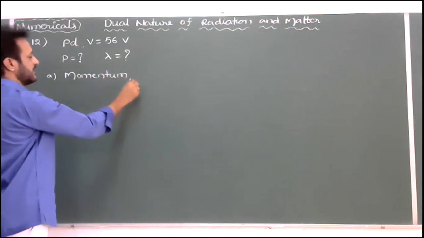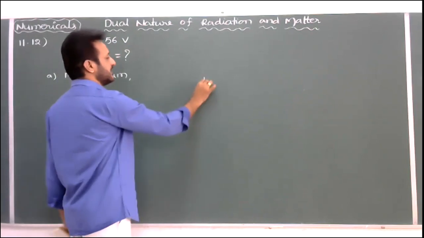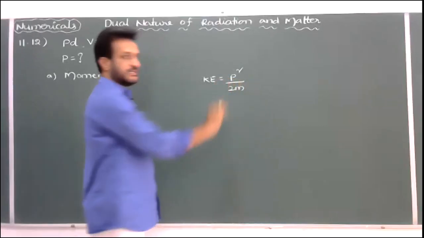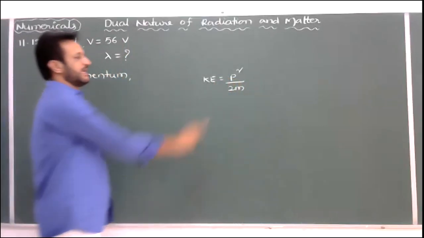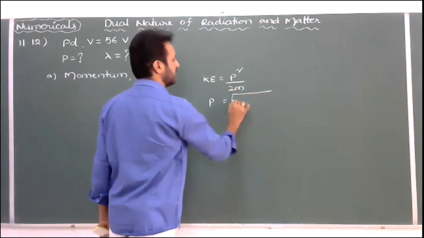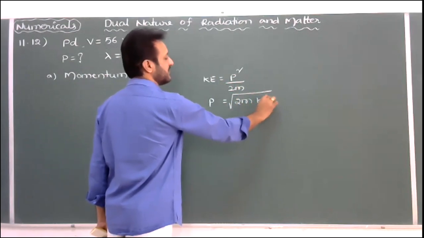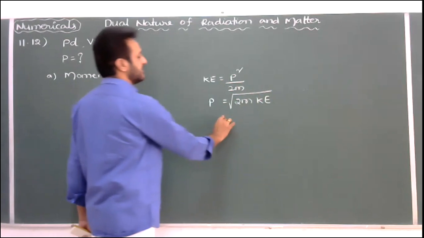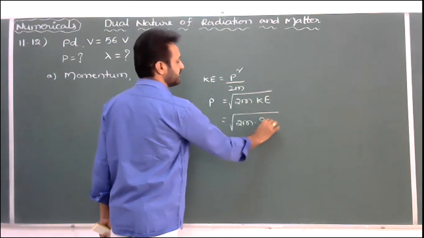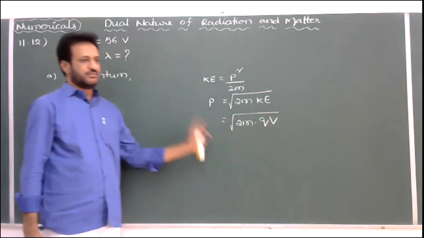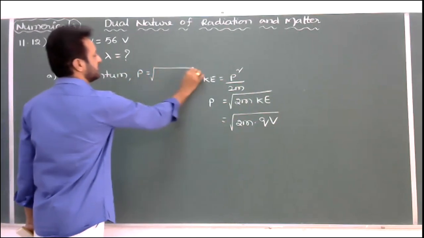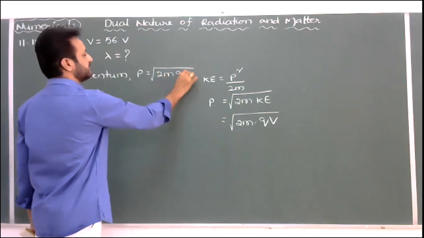The general formula for momentum: earlier we have the formula kinetic energy KE is equal to P square by 2m. So we have the relation between kinetic energy and momentum. Taking 2m to the left side, P square is equal to 2m into KE, or P is equal to square root of 2m into KE. But for the kinetic energy of the photoelectron we have KE equal to QV, charge into potential difference. Now we will use this formula for this problem. So momentum P is equal to square root of 2m into QV.